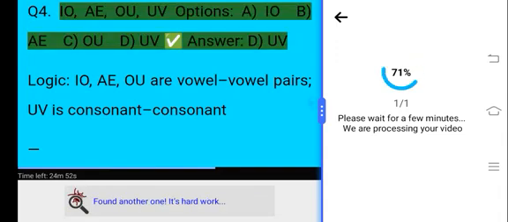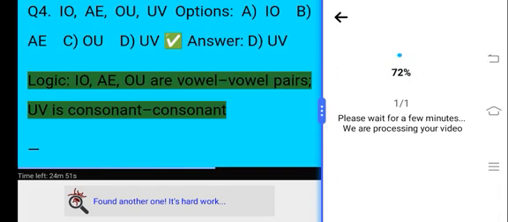Q4. EO, AI, OU, UV. Options: A. EO, B. AI, C. OU, D. UV. Answer: UV. Logic: EO, AI, OU are vowel pairs. UV is consonant-consonant.